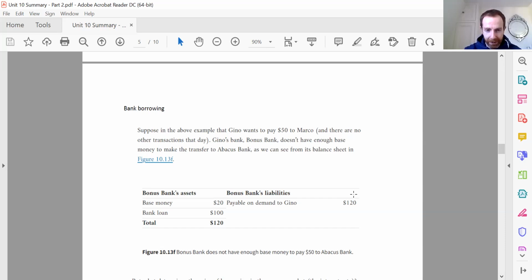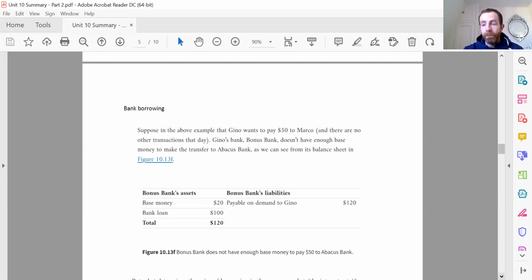So we're going back to this bonus bank balance sheet where it's got $20 of base money that came from Gino originally. It's made a loan of $100 to Gino, and in terms of liabilities, Gino could come in and demand the sum of those things from the bank. And then we say, well, what if Gino wants to pay $50 to someone else, to Marco? From bonus bank's perspective, they're now a little bit nervous, because they don't have $50. They only have $20 in base money.